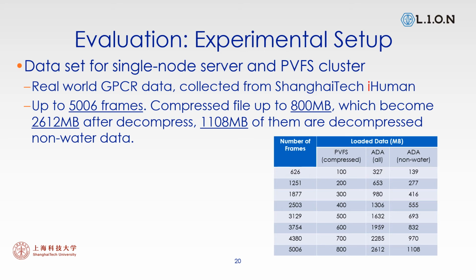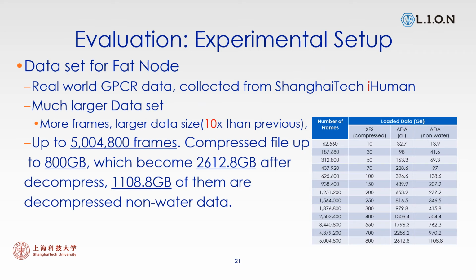And here is the data set we use for the single node server and PVFS cluster, which is real-world GPCR data collected from the ShanghaiTech iHuman Institute. It has up to 5006 frames, corresponding to an 800 MB compressed XTC file, which means 2.6 GB of raw data, in which 1.1 GB is non-water data. The data set for the fat node is much larger. The number of frames and the data size are both 10 times the former.